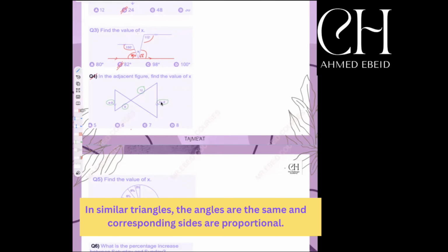So x minus 2 over 2x minus 2 equals 5 over 12. Now we can use cross multiplication. So just multiply 12 times x minus 2, so it's 12x minus 24. This equals 2x minus 2 times 5. 2x times 5 will be 10x. Negative 2 times 5 will be negative 10.